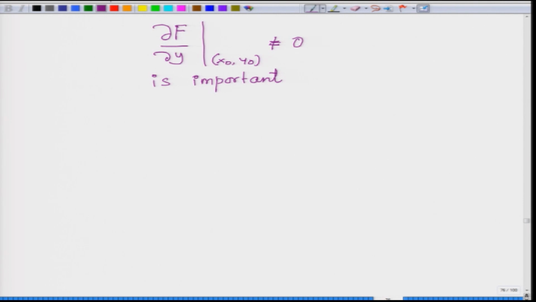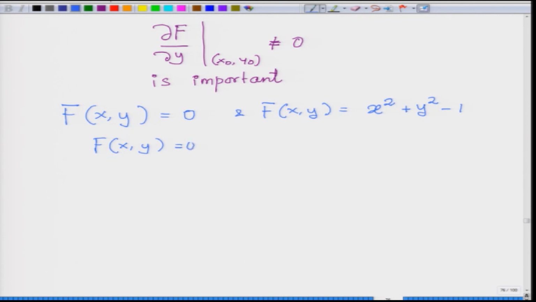Now, consider f(x, y) equal to 0, where f(x, y) is equal to x square plus y square minus 1. So, f(x, y) equal to 0 implies x square plus y square is equal to 1. So, it is a circle centered at the origin and having a radius of 1.